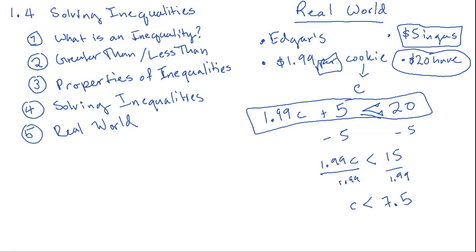Now let's just check it. We got $1.99 times 7 plus 5 less than 20. Let's see if this works out. $1.99 times 7 plus 5 is $18.93. And this indeed is less than 20. So this checks out.